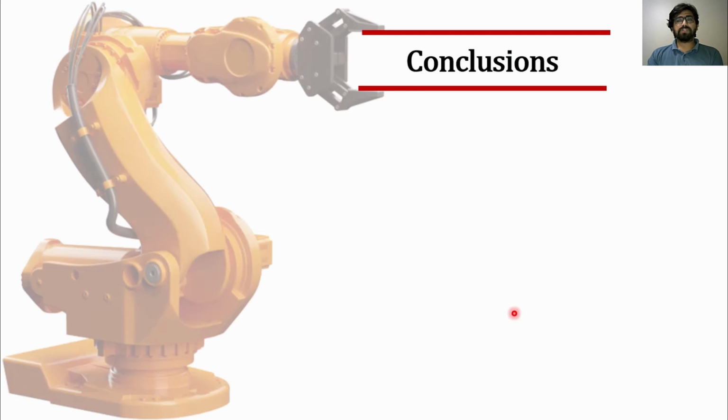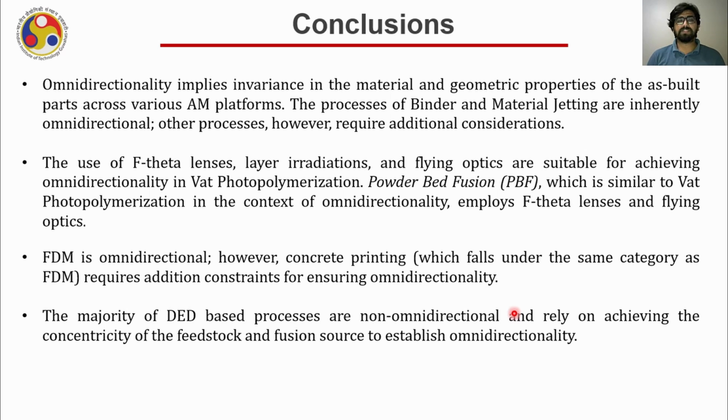So with this, let me conclude this presentation. Omnidirectionality implies invariance in the material and geometric properties of as-built parts across various AM platforms. The processes of binder jetting and material jetting are found to be inherently omnidirectional. Other processes, however, require additional consideration to be called omnidirectional. The use of F-theta lenses, layer irradiation, and flying optics are suitable for achieving omnidirectionality in wet photopolymerization. Powder bed fusion, which is similar to wet photopolymerization in the context of omnidirectionality, employs F-theta lenses and flying optics.